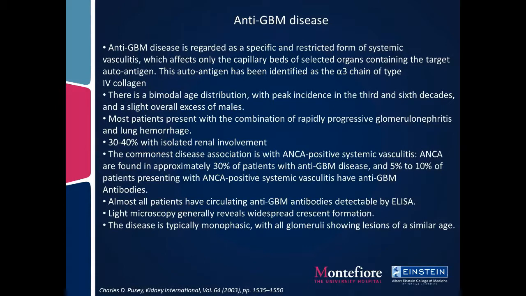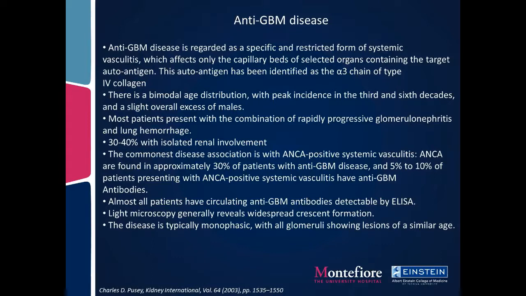So that was the second case that we presented, with the 80-year-old man. His serology was positive for both ANCA and anti-GBM. You can have ANCA positivity in about 30% of patients presenting with anti-GBM disease, and 5 to 10% of patients presenting with ANCA vasculitis have anti-GBM disease. So the big question would be, if you have somebody with AKI that has both serologies positive for ANCA and anti-GBM, how would you make the diagnosis?